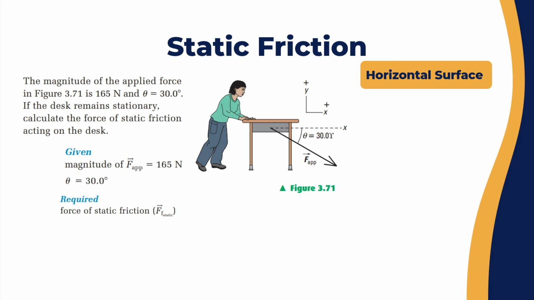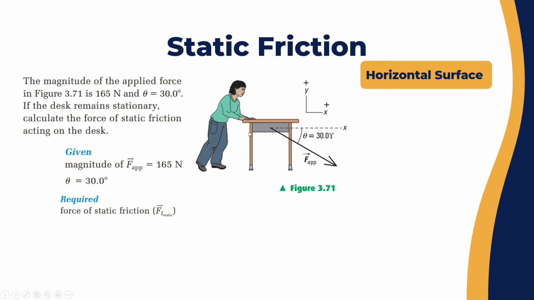Now let's take an example on the static friction on a horizontal surface only. We have a magnitude of the applied force, as we see in the figure, of 165 newtons. The theta of the applied force is 30 degrees, so you are applying a force at 30 degrees with reference to the x-axis. If the disk remains stationary, so the disk is still static and didn't move, calculate the force of static friction acting on the disk.